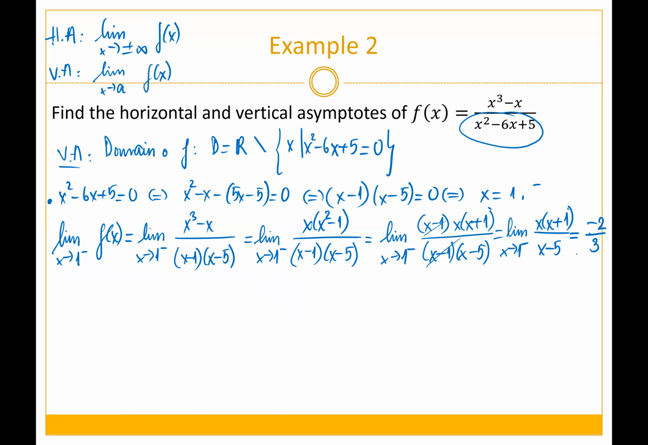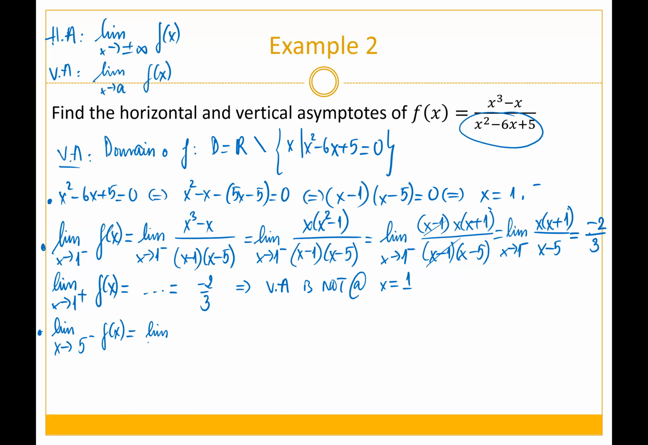If you do the same thing for the limit as x approaches 1 plus of f(x), you're going to have the same result. Then you say the vertical asymptote is not at x equals 1, because it doesn't give you a limit equal to positive or negative infinity. Now we do the same thing for x approaching 5 minus.